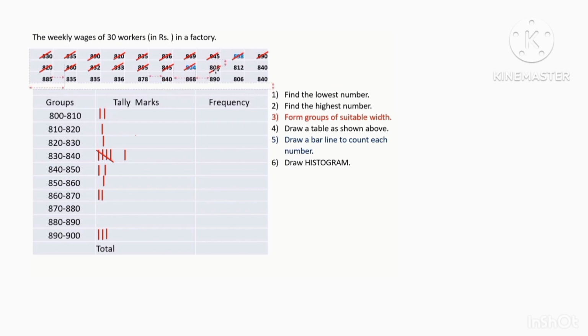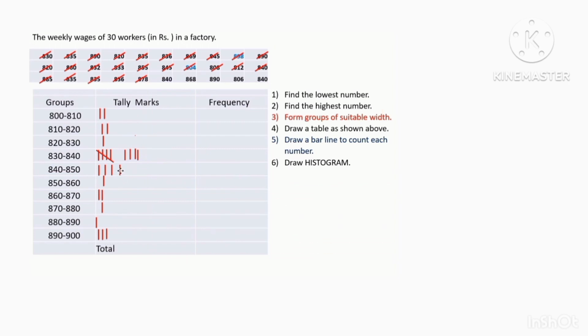Okay, see what I am doing. 840 will come in the 840, 850 group. Okay, from this we can see the graph will give you a particular study of which group the workers are getting maximum. That means, till now we can see 830 to 840, that is the wages maximum people are getting. Okay, this study can be done with the help of a histogram or with the help of a table.